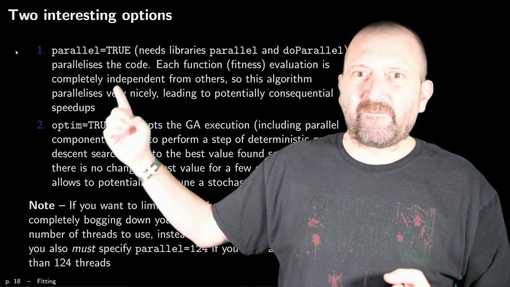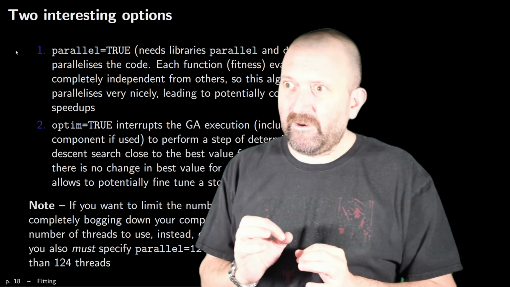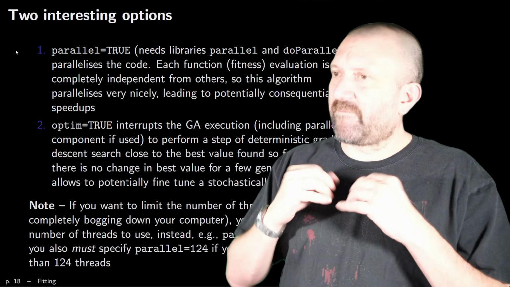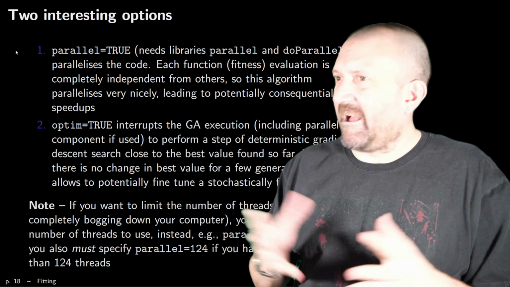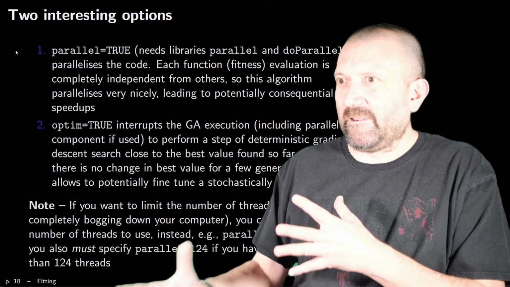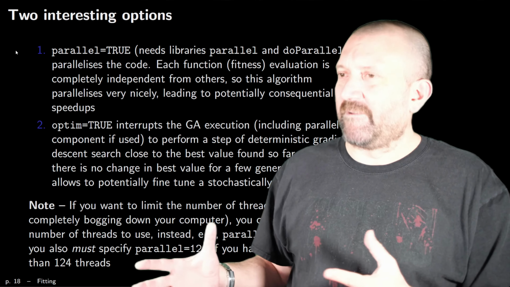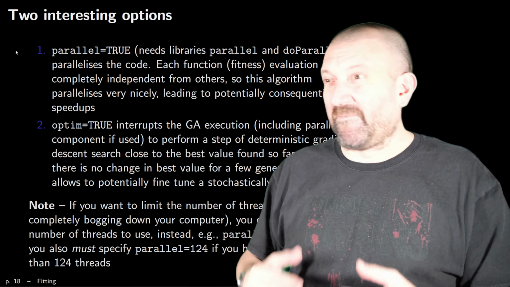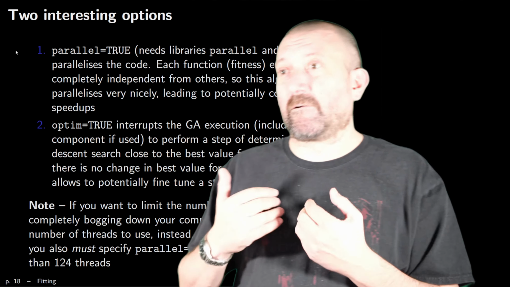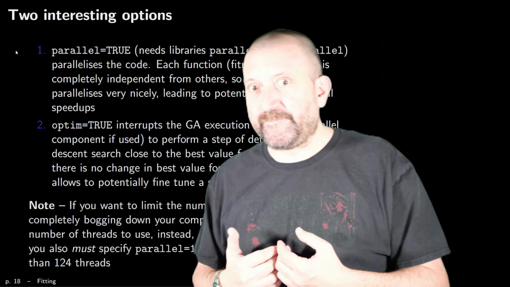And so putting this parallel equals true option means that it uses as many cores as you have on your machine to perform the same number of operations simultaneously. So that results in quite an important speed up.